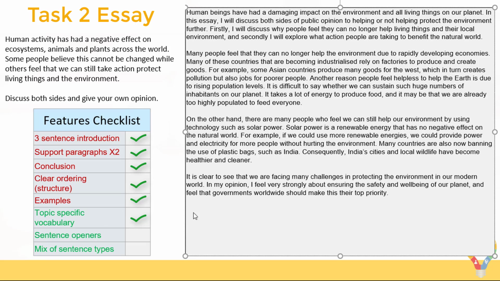Sentence openers, on the other hand, it is clear to see, and I'm sure we've got more examples in here, and a mix of sentence types. I've definitely included a mix of simple, compound, and complex structures. So overall, I think I've done quite a good job in writing a well-structured and reasonably well-detailed essay on this question on the environment.